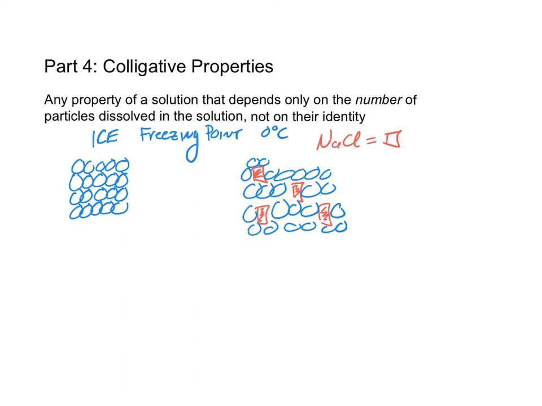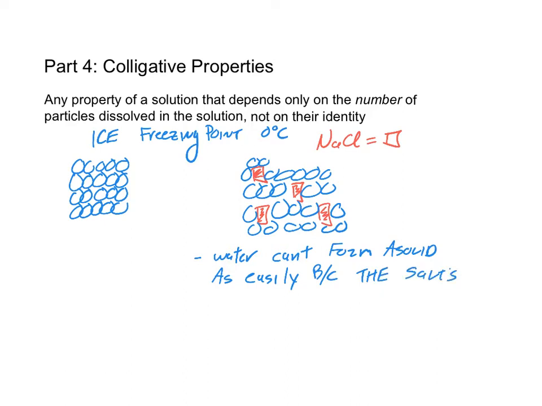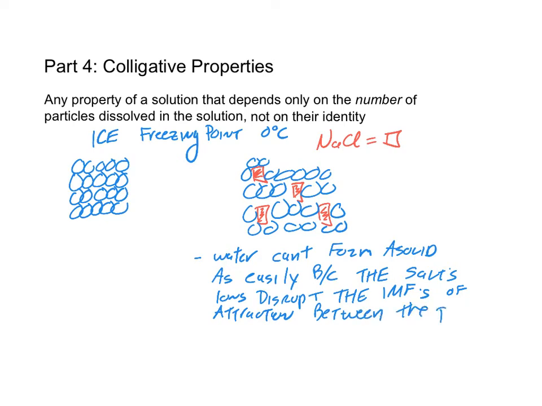So the way that we would describe that is that water can't form a solid as easily because the salt's ions disrupt the intermolecular forces of attraction between the polar water molecules.